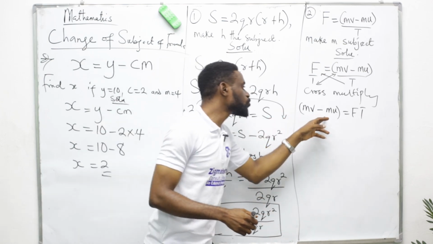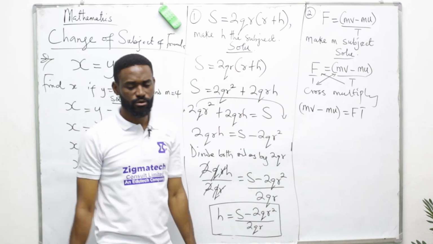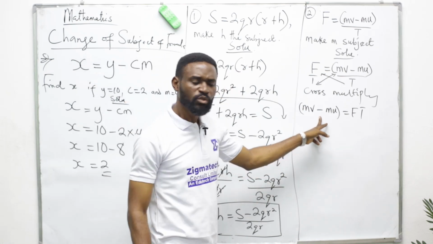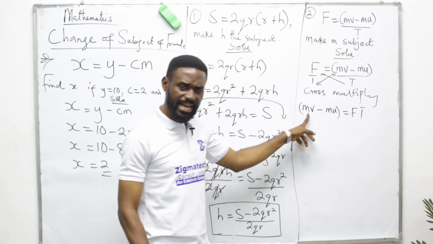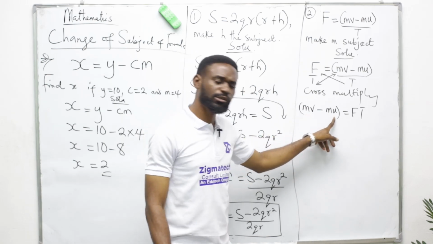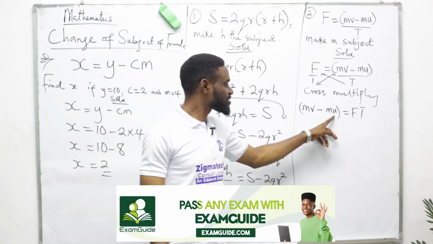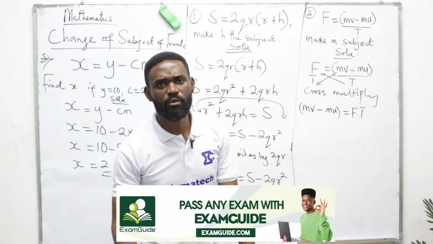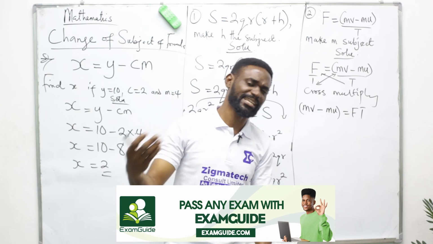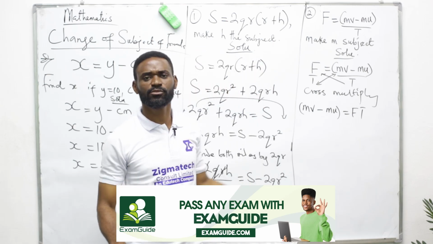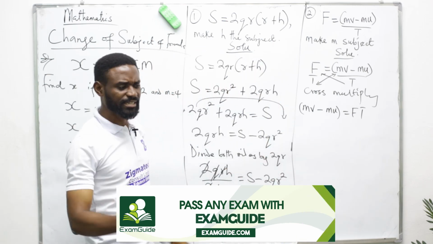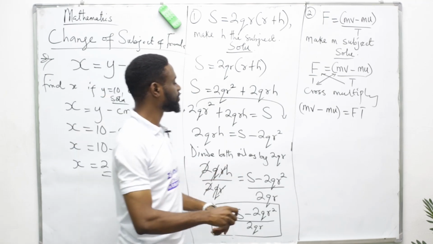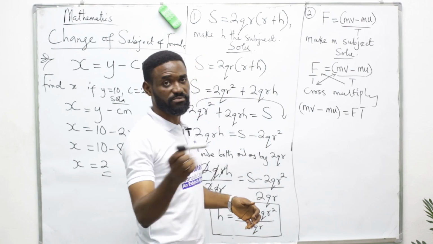What can we now do to make m stand alone? Now look at this expression. We have m here. We have m also here. It means this expression and this expression have a common factor. Remember, we did factorization of algebraic expressions. Go back again to these channels. I think we have one topic we did on that. You can go back there and get yourself refreshed.